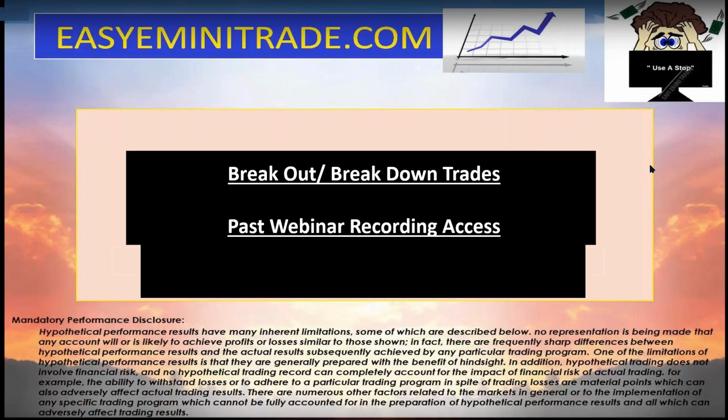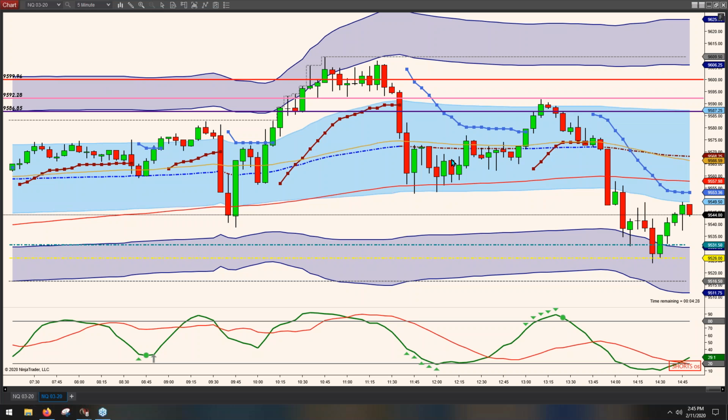So let's get started here. What you're looking at is NQ on a 5-minute chart. And for those of you who don't remember how to take the breakout or breakdown trades, what we're trying to do is capitalize on stops getting hit.